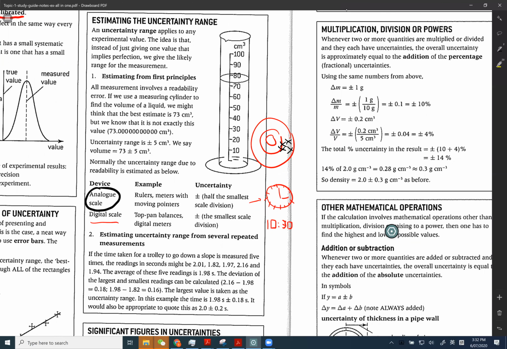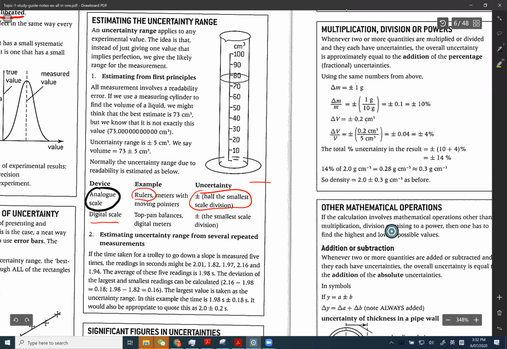This part, again, in your IA. Because you always use equipment to measure stuff, you need to discuss the uncertainty for the equipment. For example, a ruler. A ruler is an analog instrument. They don't give you a reading like numbers. For a ruler, uncertainty is just half of the smallest division. Half of the smallest division.